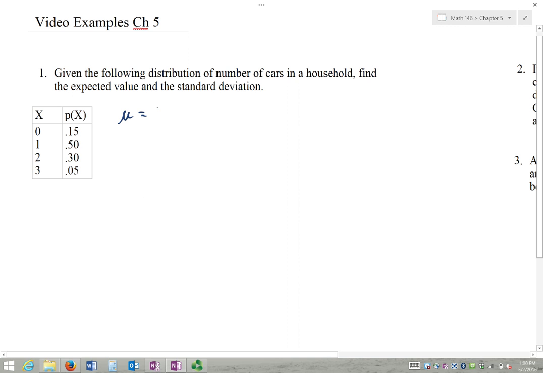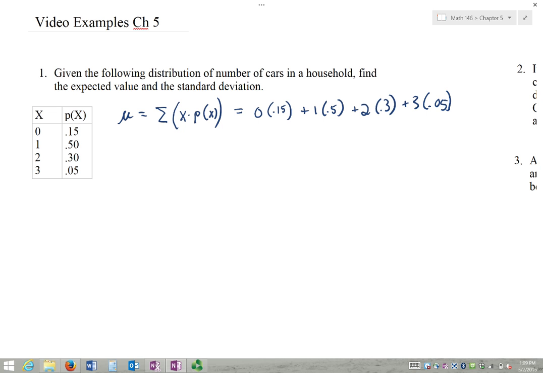And the mean, when you have just this list of values like that, is just the sum of each value multiplied by its probability. So we have 0 times 0.15, 1 times 0.5, 2 times 0.3, 3 times 0.05. And so we can add those numbers up.